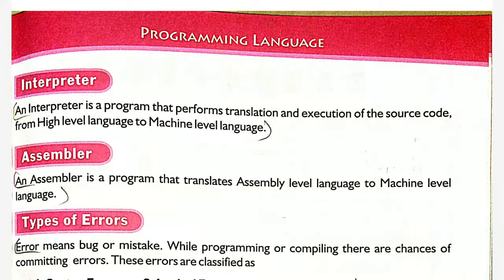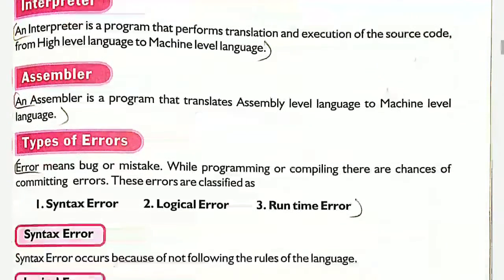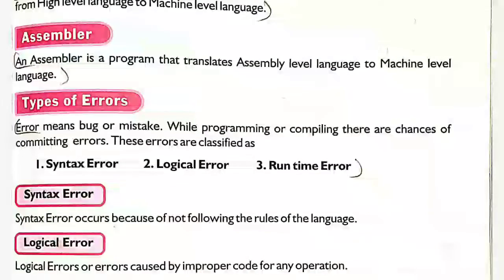Next is assembler. An assembler is a program that translates assembly level language into machine level language. So it is also a software that will convert the high level language or any other language to assembly level language. Sorry, machine level language. Next is assembler.